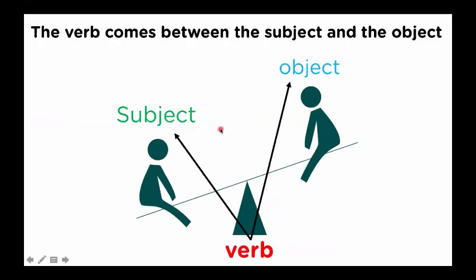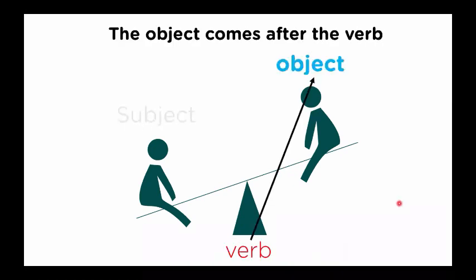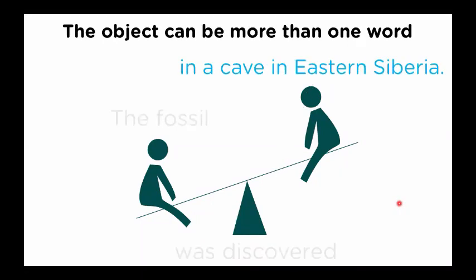Okay? Then we learned that the verb comes between the subject and the object. Fine. And we learned that the verb can be more than one word, like was discovered or has been, I can't think of it, has been digging. There you go. Has been digging, 3 parts. And we learned that the object comes after the verb, fine. And we learned that the object can be more than one word. For example, in a cave in eastern Siberia.